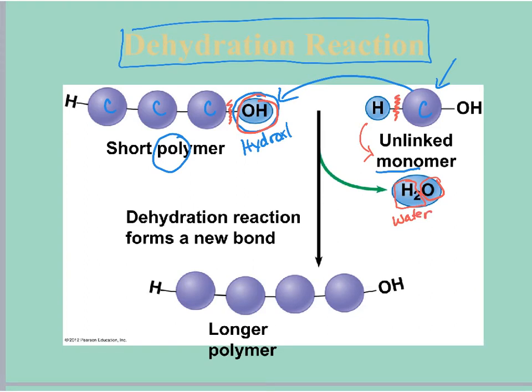And then what we have is a 1, 2, 3, 4 carbon compound that now has a new bond here, right? So you've got this new bond right here that's been created by the loss of this hydroxyl group and this hydrogen.